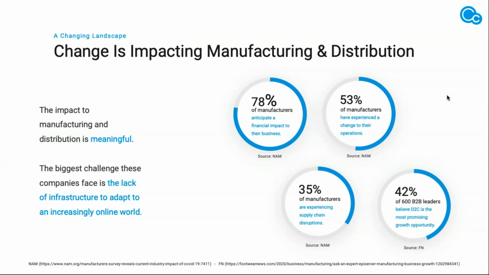53% of manufacturers are experiencing some change in their operations. I alluded to this a little bit earlier, but in a lot of manufacturing settings, you're having to deal with decreased staff, to deal with social distancing implications. Maybe not all of your employees feel comfortable returning to work or don't have the means to get to work due to public transit being down.